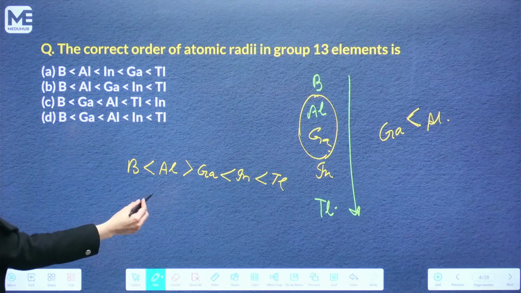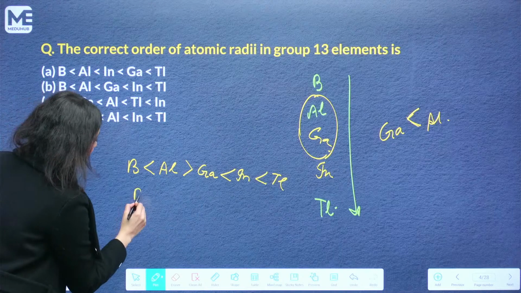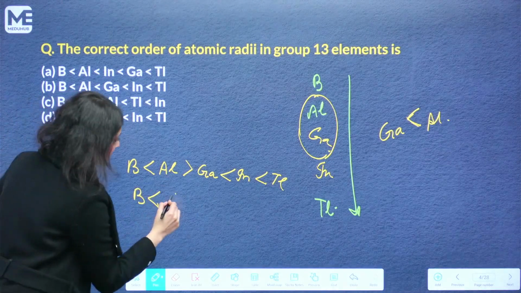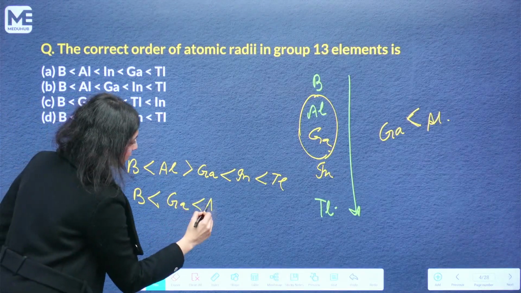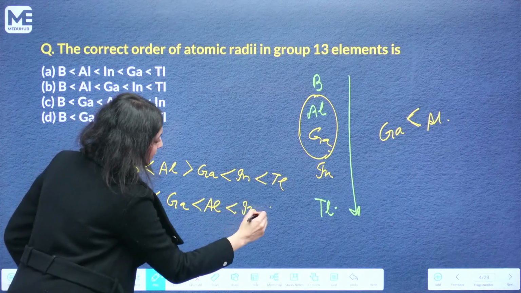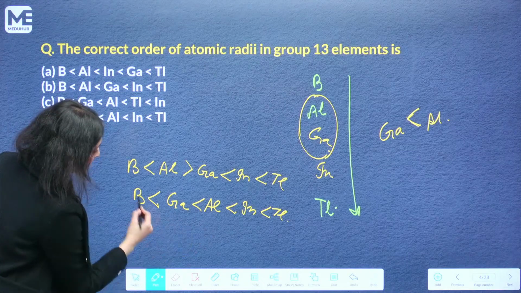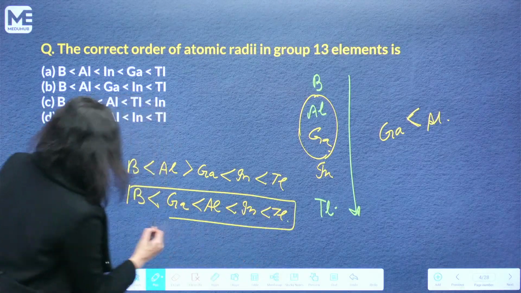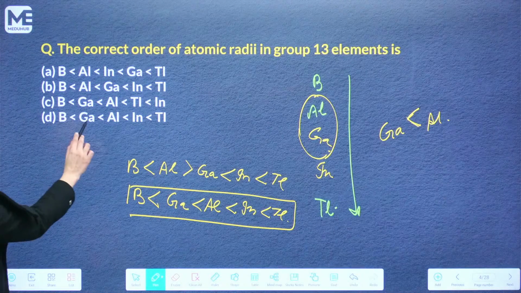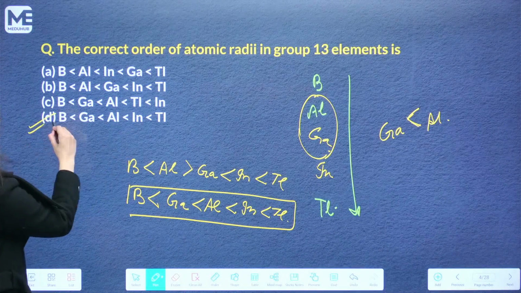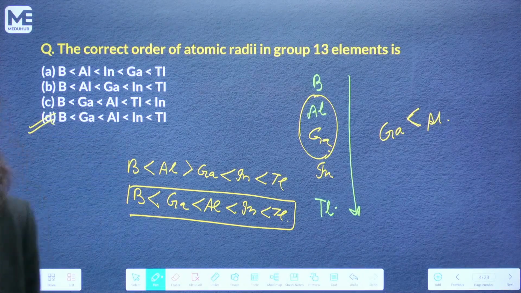Gallium is less than aluminium. And now if you rearrange them, we can write this as indium and thallium, stating that that of gallium is less than that of aluminium. So this is the correct answer. Look for it here. Option D will be the correct option.